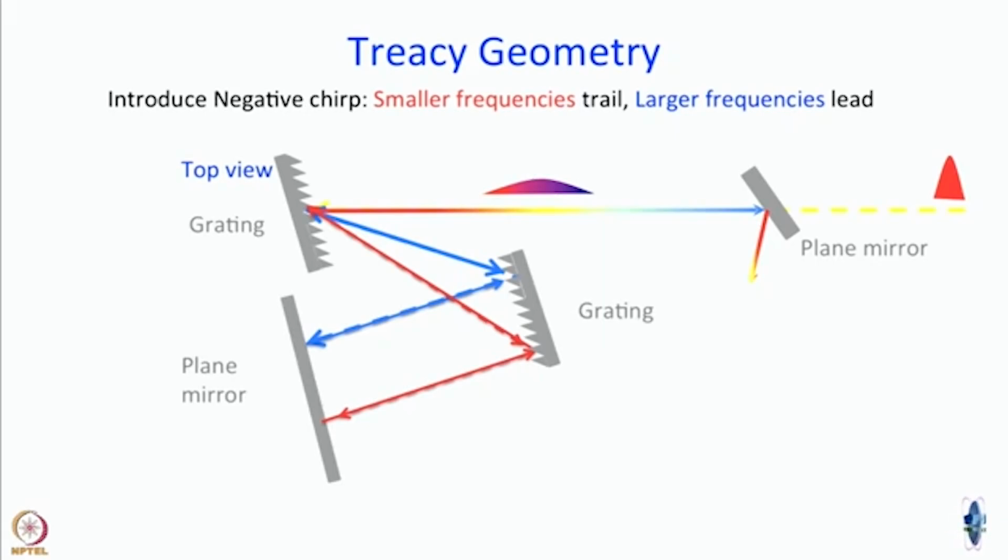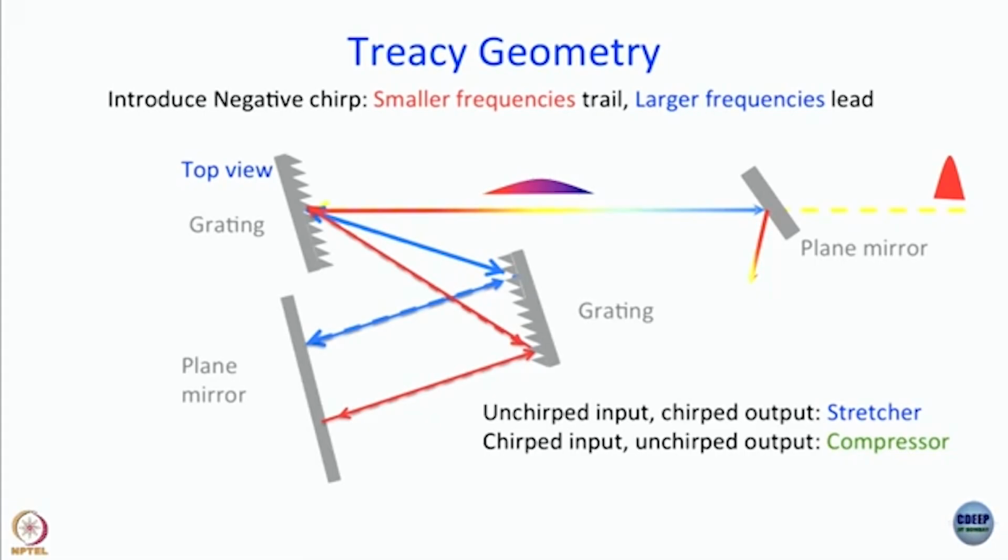Okay. Next, we have already said this, but let us say it again. If you put in an unchirped pulse, an unchirped input, in any of these geometries, then you get a chirped output and you get a stretcher. You put in a chirped input, the output is unchirped, then you get a compressor, provided the chirp that was there in the original pulse is exactly compensated. This is perhaps the 8th time I have said it in the last module and the present one, but this is something that we should never forget.